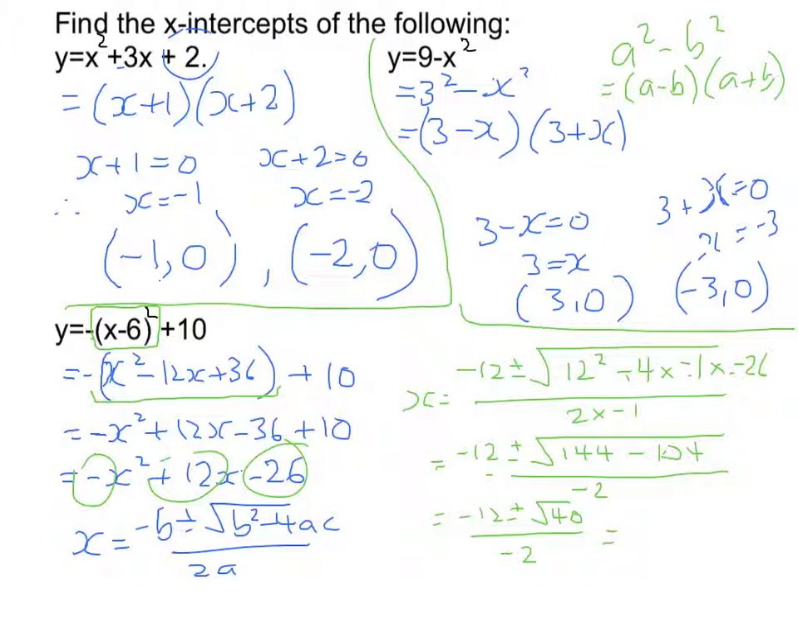if we simplify that root 40, 40 is equal to 4 times 10, which will give us 2 root 10, so that'll be negative 12 plus or minus 2 root 10 all over negative 2. And these 2's will cancel down to leave us with a 6 there and a 1 there.